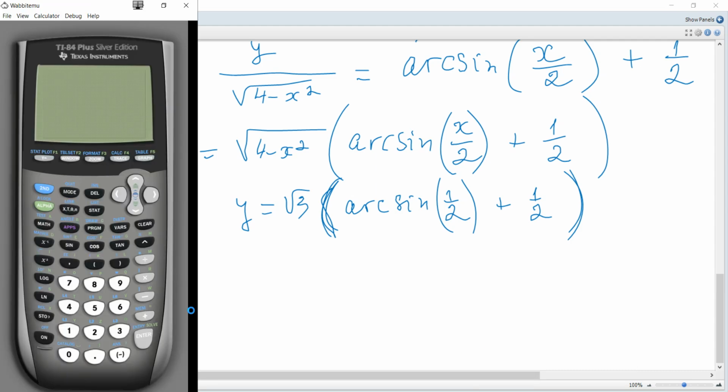And using a calculator, so now we choose again mode, and there must be radians. It's very important, not degrees. Radians, and again functions, and it becomes square root of 3 multiplied by arcsine of a half plus a half.